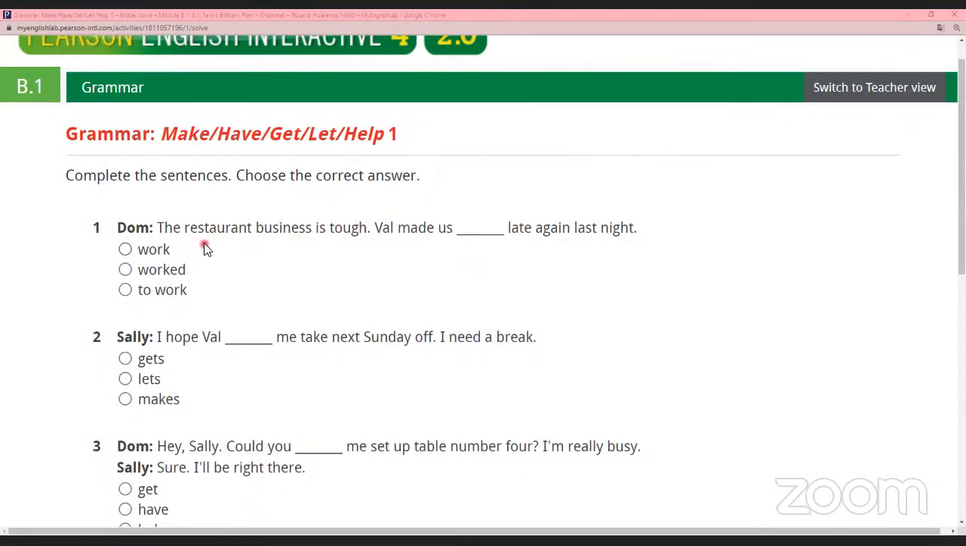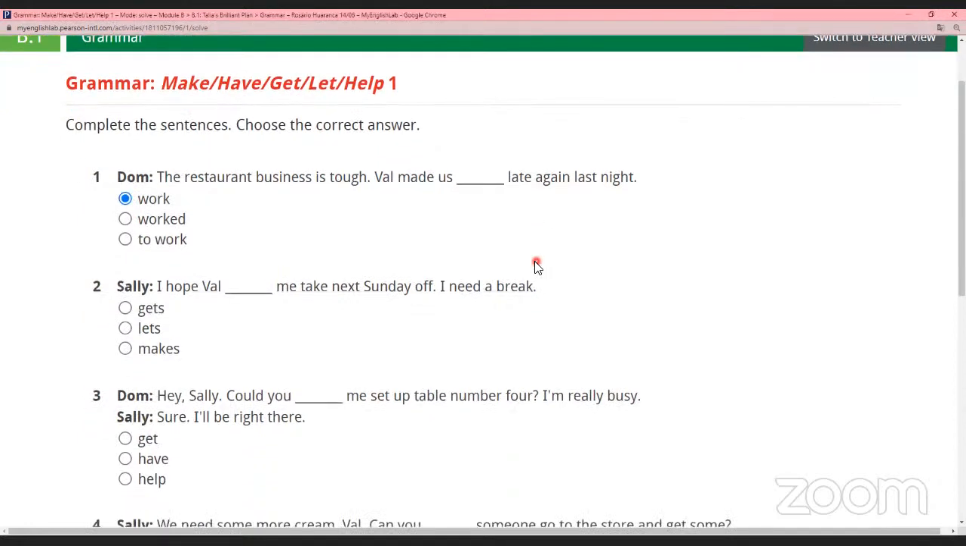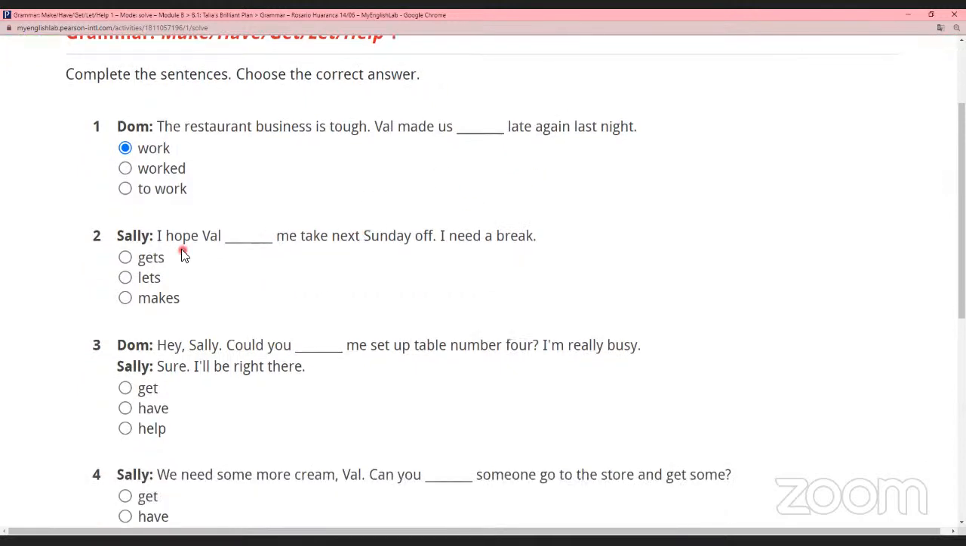The restaurant business is tough. Val made us work late again last night. Made us work, okay. I hope Val lets me take next Sunday off. I need a break. It has another structure. So it's makes me. Yes. Very good. Let's take the next. Ah no, it's lets me take next Sunday off. I need a break.